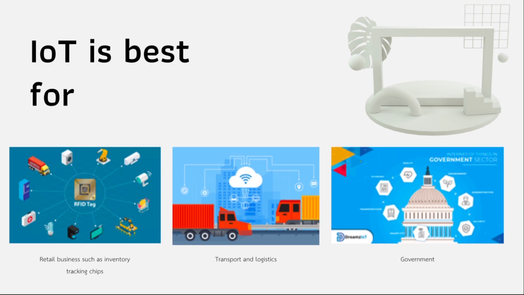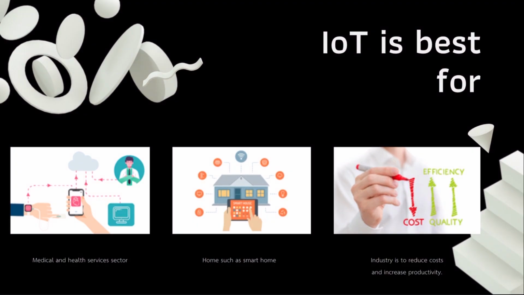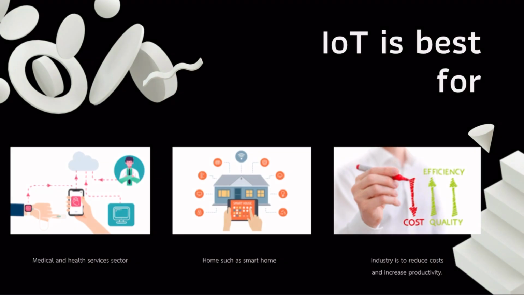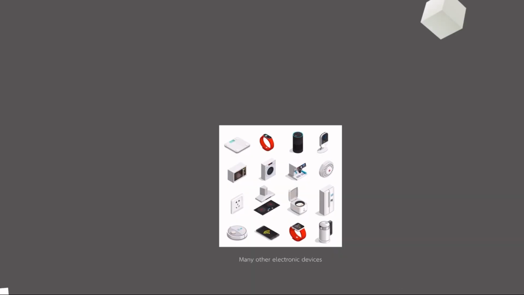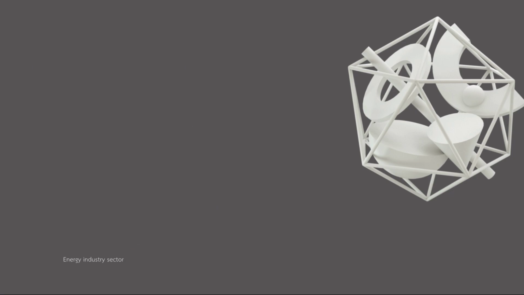IoT is best for retail business such as inventory tracking, shipping, transport and logistics, government, medical and health service sector, home such as smart home. Industry uses it to reduce costs and increase productivity. Energy industry sector and many other electronic devices.